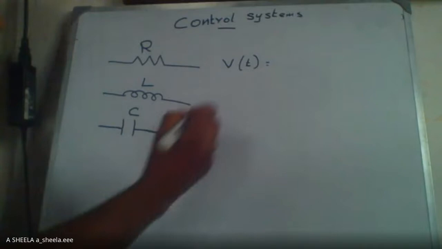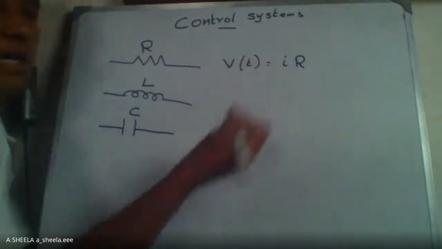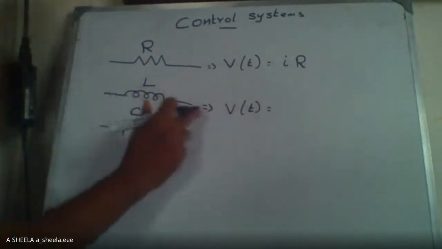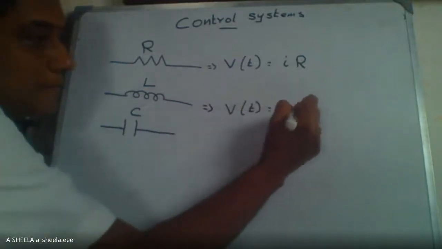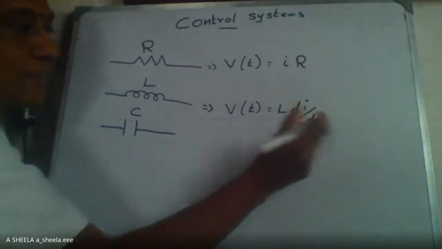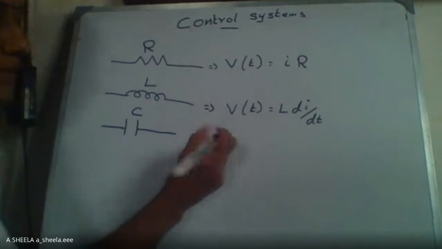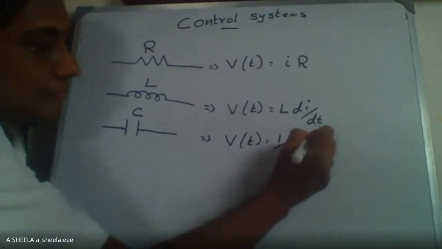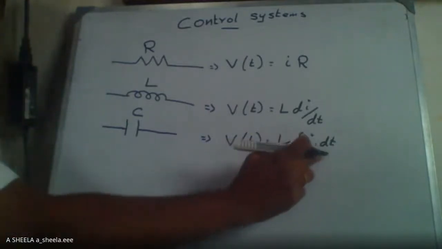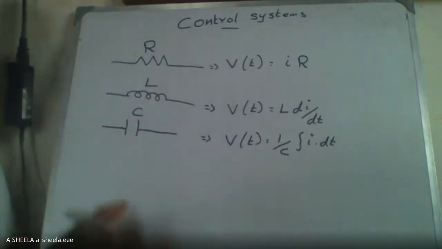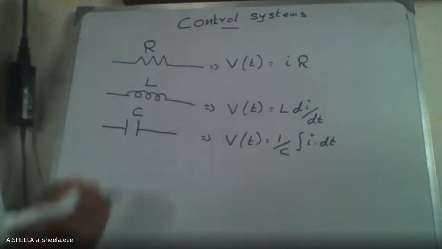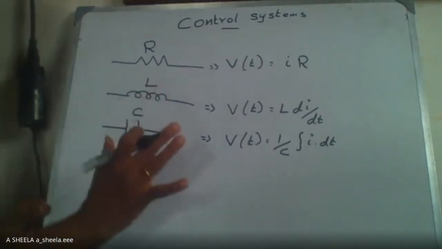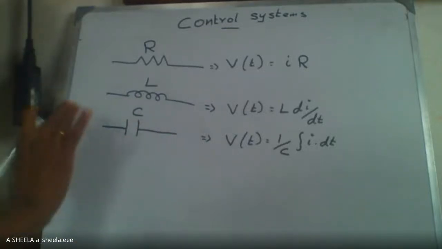The voltage equation of the resistance is I into R. The voltage across the inductance is L into di by dt. The voltage across the capacitance is one by C integral of I dt. So these are the three terms which we already know, and these are the important things we have to remember when we are writing the differential equations for the system and when we write the transfer function of an electrical circuit.